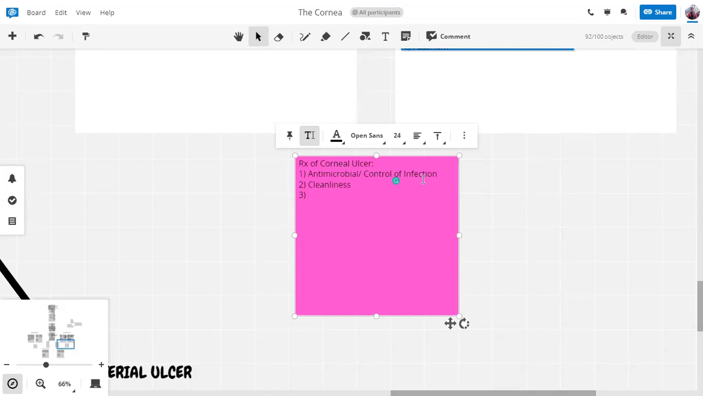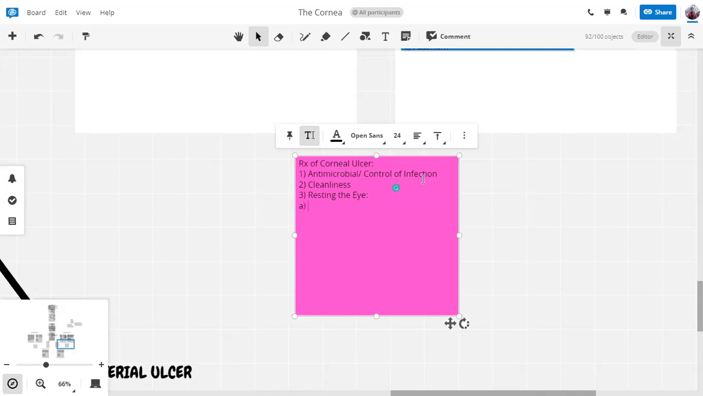Cycloplegia. दोबारा repeat करना सर. Cycloplegics. Why do we use cycloplegics in corneal ulcers? For pain. So the use of cycloplegic comes under the heading of resting the eye. This is an important thing. Keep in mind what I'm about to say.